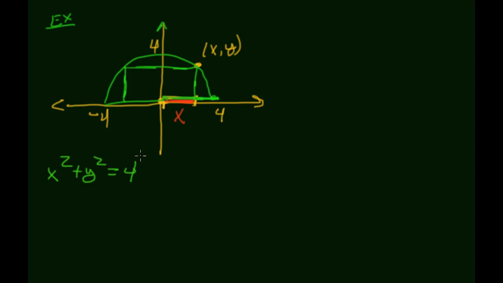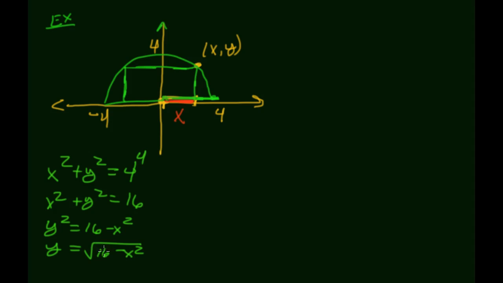Has to equal 4 squared, right? So x squared plus y squared has to equal 16, right? So ultimately, y squared is 16 minus x squared, which means y is equal to the square root of 16 minus x squared. And I can ignore the negative here because this y value on that part of the semicircle is always above the x-axis. So I can ignore the negative, right?